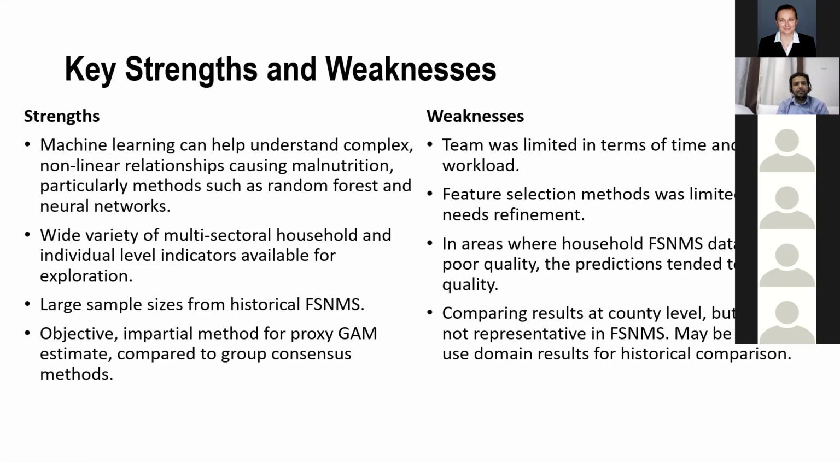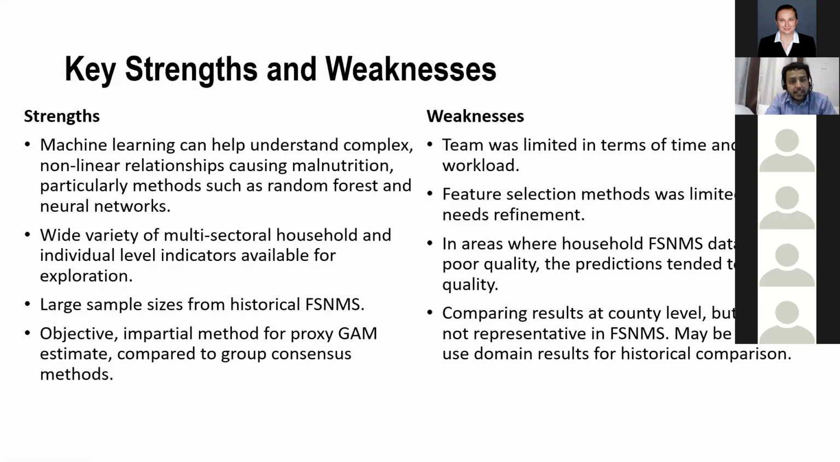Strengths of machine learning: we know that machine learning can help understand complex non-linear relationships. Modeling malnutrition is much better, particularly if you use random forest and neural network, which are doing quite well. And there is a wide variety of multi-sector household and individual level indicators available for exploration. For us in South Sudan, we have a lot of these variables. This was a strength for us, that all those data were available with us, and then we used them.